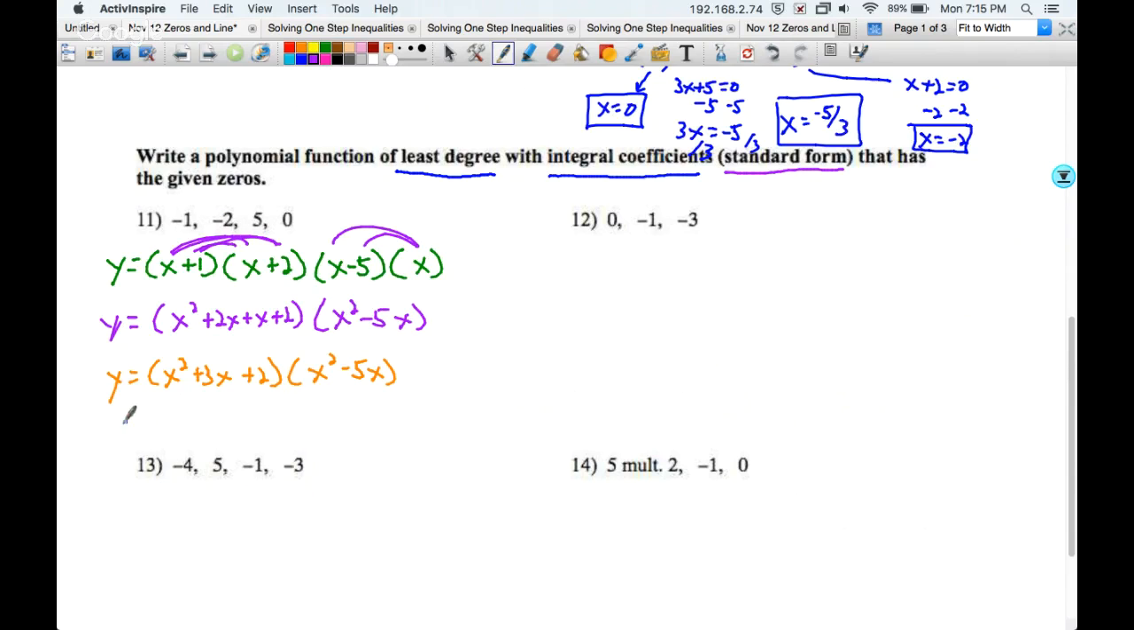So first to first, that's going to give me an x to the fourth. First to second, minus 5x to the third. Okay, so I'm done with this one. I multiplied it to both of these. I can move on to this 3x here.